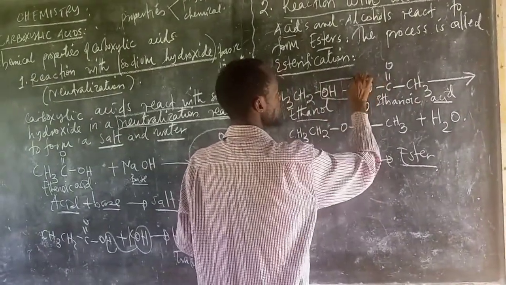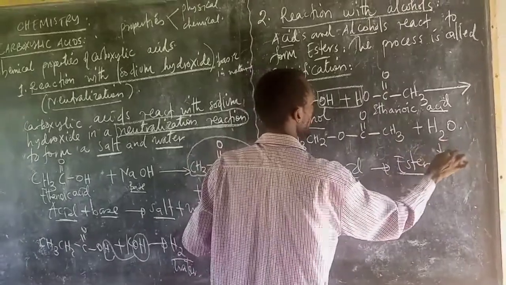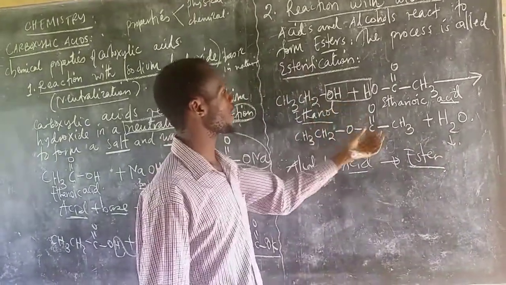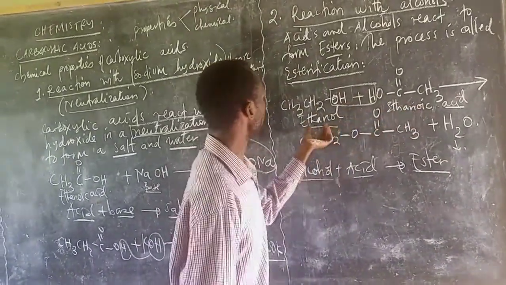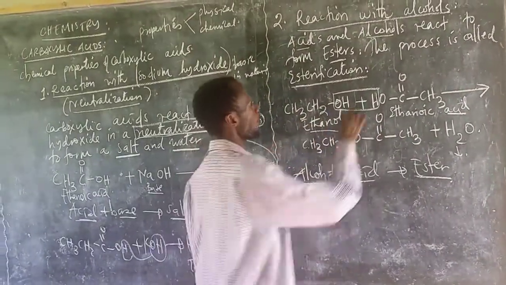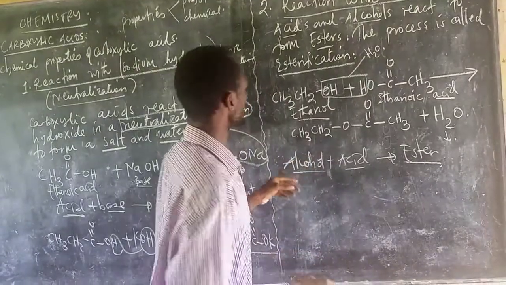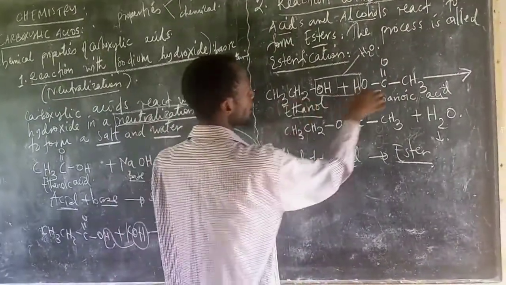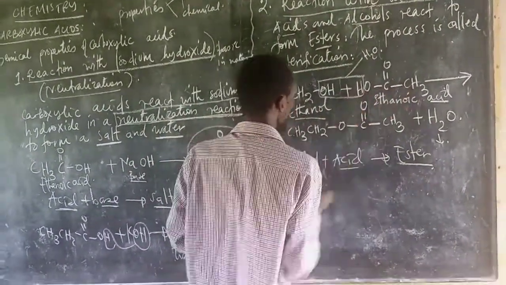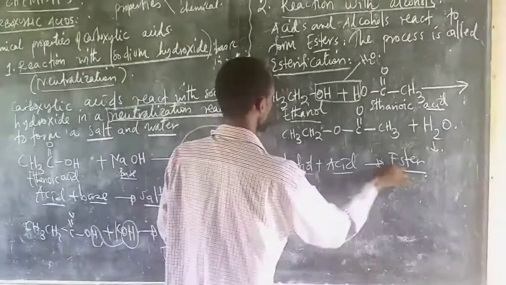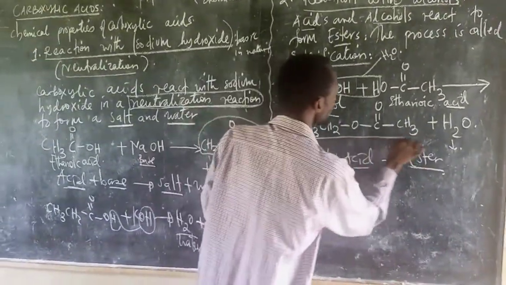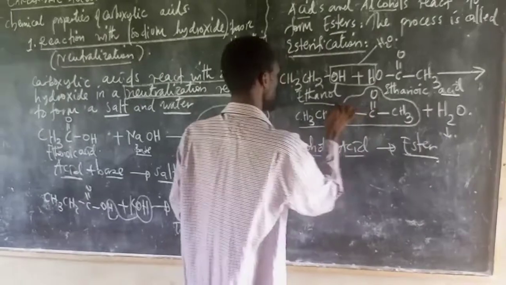with this one to form water. Water is formed when the ethanoic acid and ethanol get together. Then the reaction between ethanol and this one forms what we call an ester. That is it here. So this is the ester.